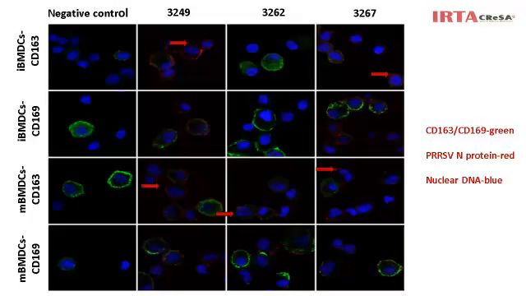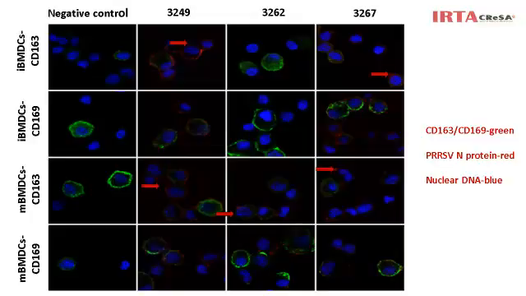In this picture, the green color stands for the receptor CD163 or CD169 staining. The red one is for the virus, and the blue one is for the nuclear DNA. Now let's move to the first row. It is very obvious that the first row is about the combination staining of the virus and the receptor CD163.